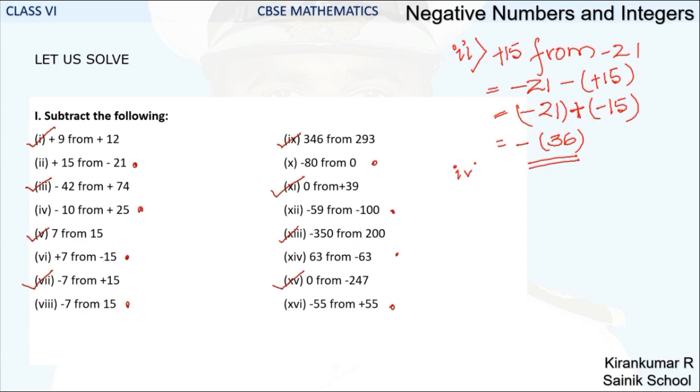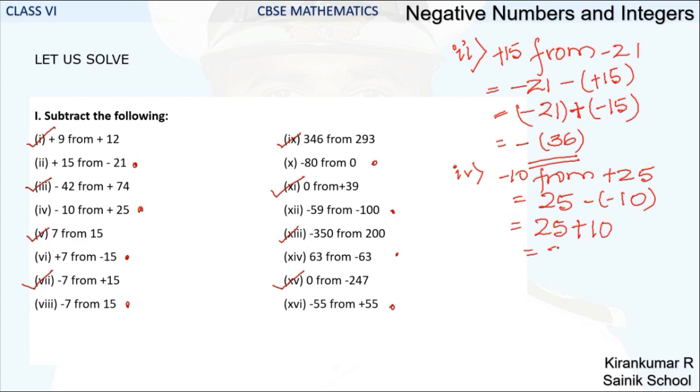For the fourth one, minus 10 from positive 25. So 25 minus of minus 10. Once again, I'll change the sign of the second number by converting it to an addition question. The right answer is 35.